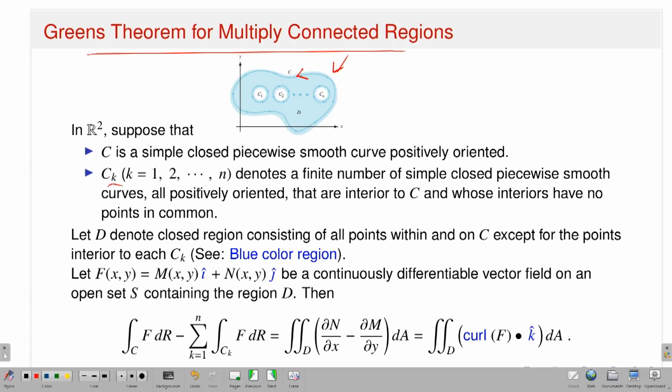So Ck denotes the finite number of simple closed piecewise smooth curves, all positively oriented, that are interior to C and whose interior points have no points in common. That means these are disjoint. So I have a big simple closed curve C, then I take, interior to C, finitely many curves C1, C2, Cn, which are disjoint. If this is the case, then what is my domain? I am considering the interior bounded domain enclosed by the simple positively oriented piecewise smooth contour C.